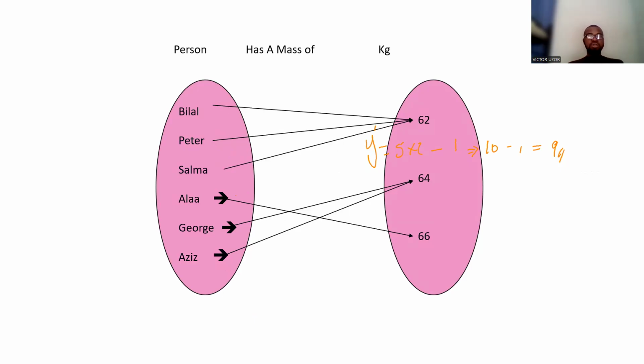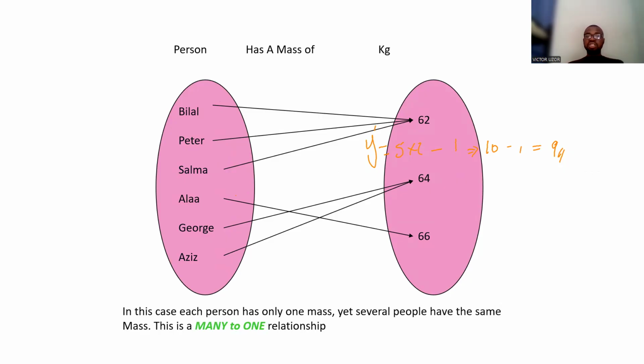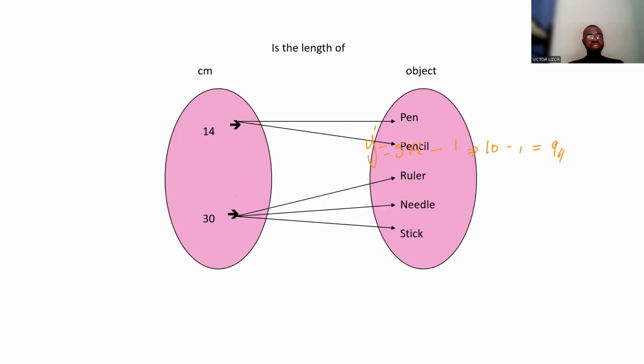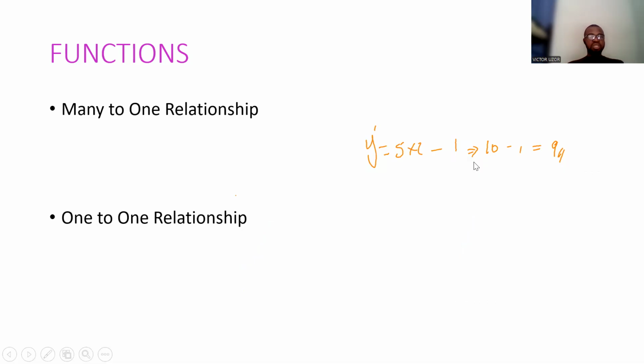At this particular one, we call it a many to one relationship, where many people in the input go to the same output. At this one, where one input has access to many outputs, we call it one to many. But one thing I want you to know is that not every mapping is a function.